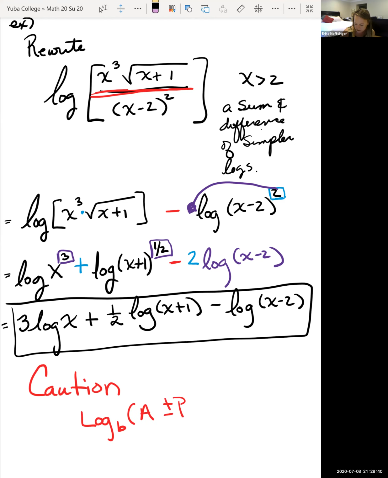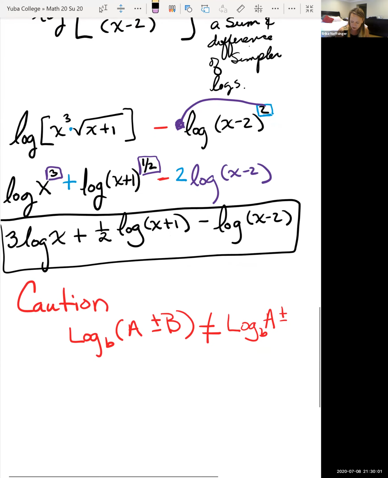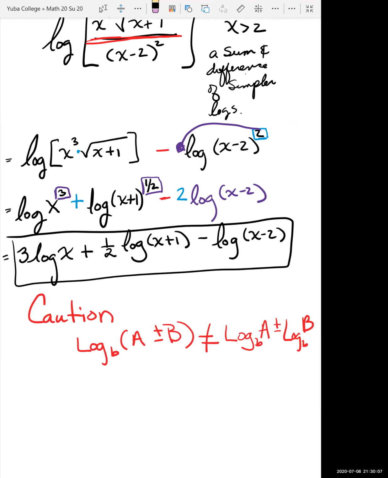If you do this, you're not going to get credit on your exam. You cannot distribute. This is log of something. This is an exponent. We can't distribute this log inside a parentheses like this. We can't say this is the same thing as log base b of a plus or minus log base b of... Isn't the last one supposed to be minus 2 log? Yep. Bring that 2 down.